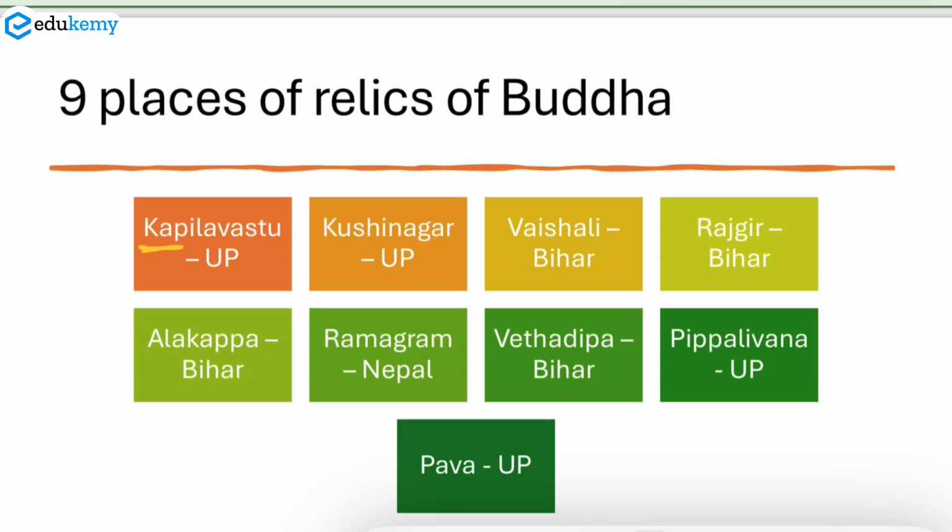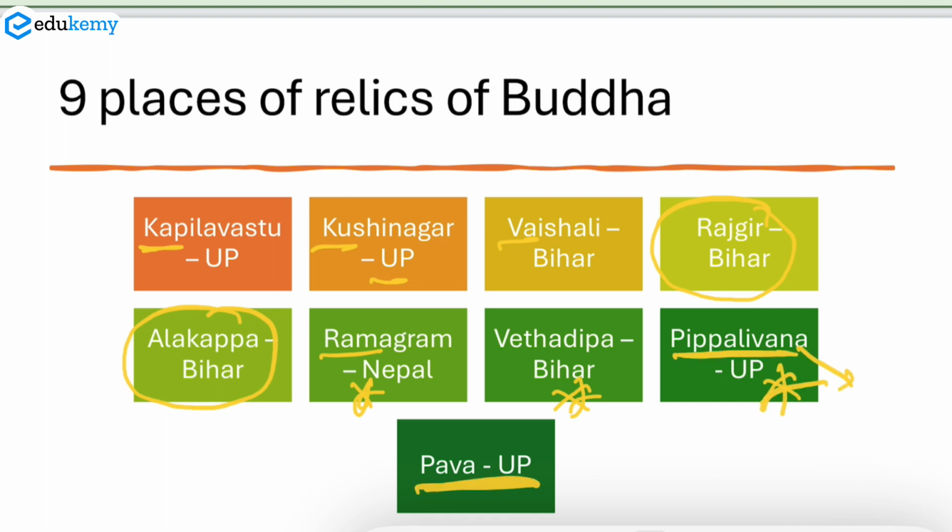Those 9 places are Kapilavastu, which is in Uttar Pradesh, Kushinagar, Uttar Pradesh, Vaishali, which is in Bihar, Rajgir, which is in Bihar, Alakappa, Bihar, Ramagram, Nepal, Vetadipa, Bihar, Pippalivan, which is near Gorakhpur in UP, and Pawa, UP. You'll see that most of the relics of Buddha, most of the stoops are in Uttar Pradesh, Bihar, and Nepal region.